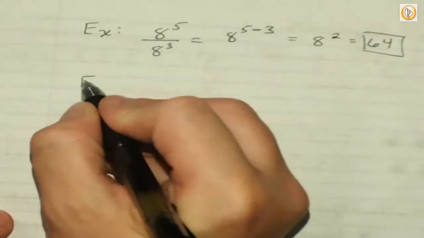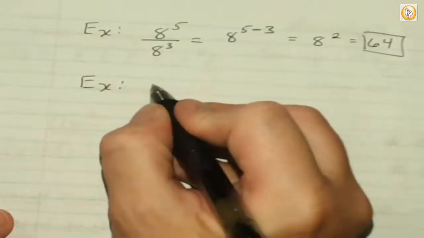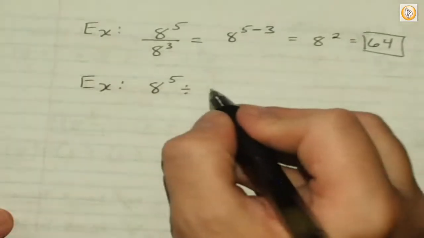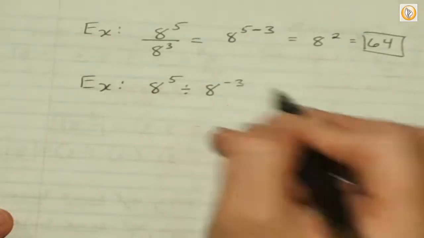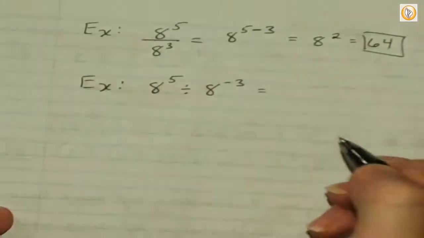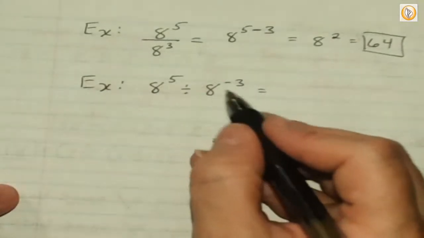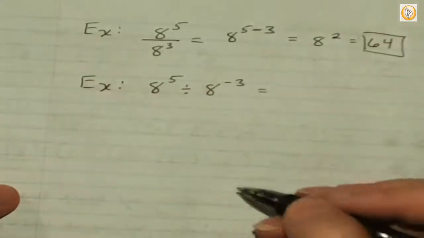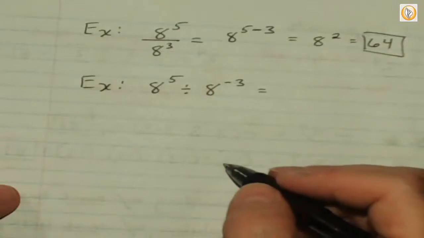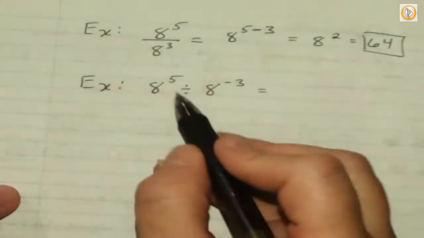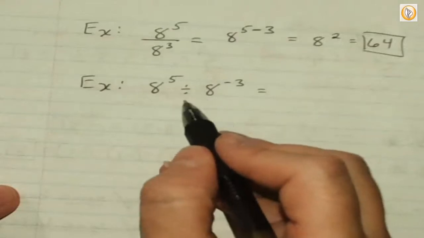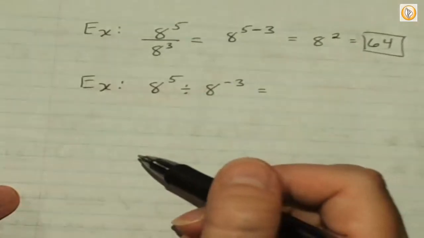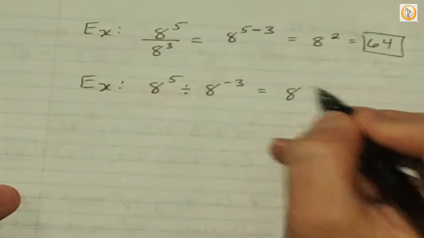What if I have 8 to the 5th power divided by 8 to the negative 3 power? We don't need to put this under 1 and make it positive yet. You first combine what you can, and then you can mess with that. How would I set this up? Emily, are the bases the same? So what do I do to the exponents? Subtract.